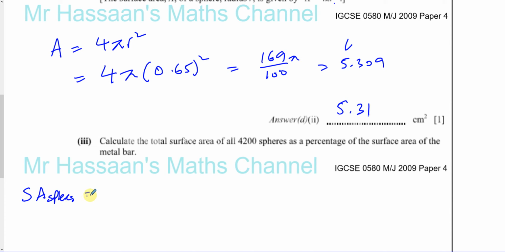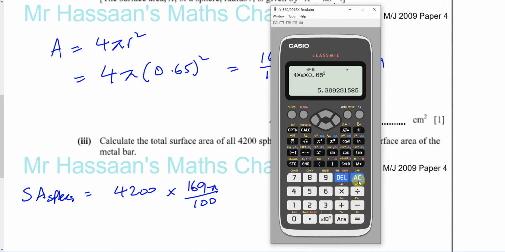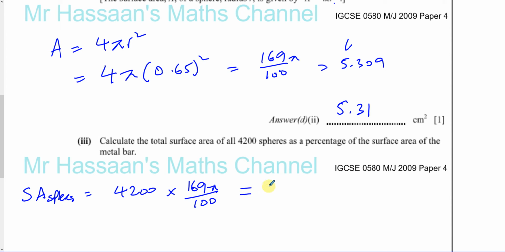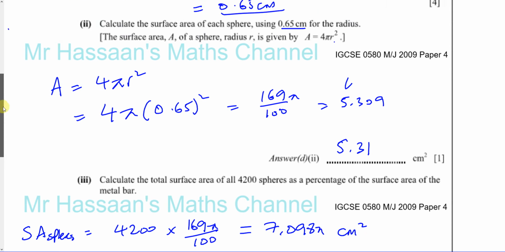is going to be 4,200 times, let's just take this value here, the one that they told us to take, 0.65, so I'll take that, 169 over 100. That will give me the surface area of all the spheres. So you take that and multiply it by 4,200. That gives us 7,098 pi centimeters squared, which is the surface area of all the spheres.